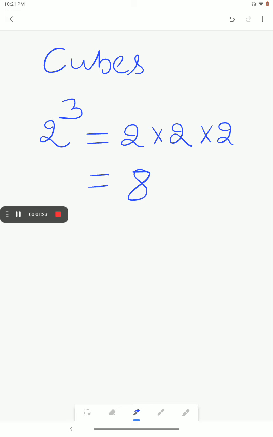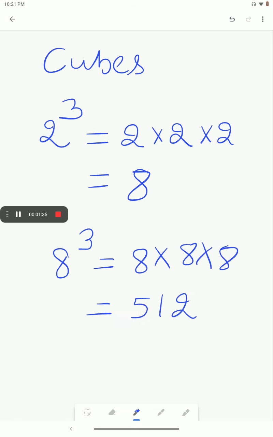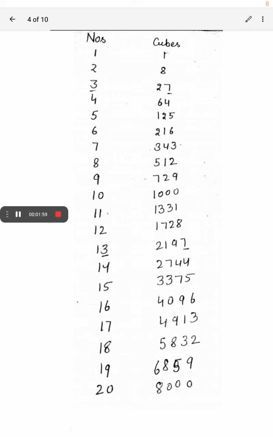Similarly, if we want to find out the cube of, say, 8, that is 8 raised to power 3, it will come out to be 8 into 8 into 8, that is 512. Similarly, you can find out all the cubes. Now, I will recommend you to pause the video for a few minutes and write all the cubes starting from 1 to 20 in your notebook, and after that restart. Now, these are the cubes of the numbers starting from 1 to 20. You can tally your output with these numbers.